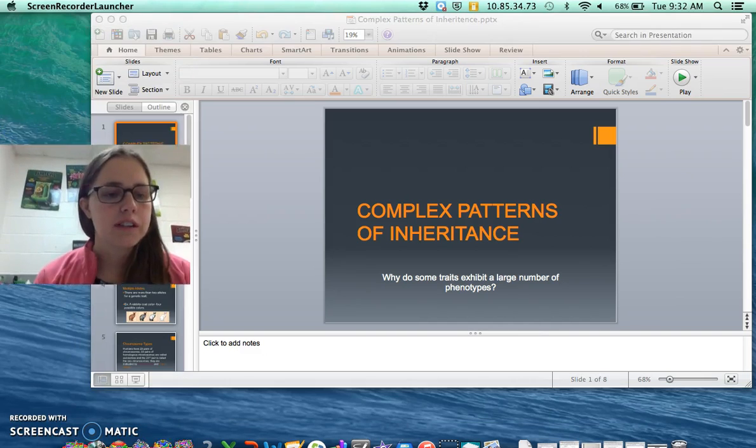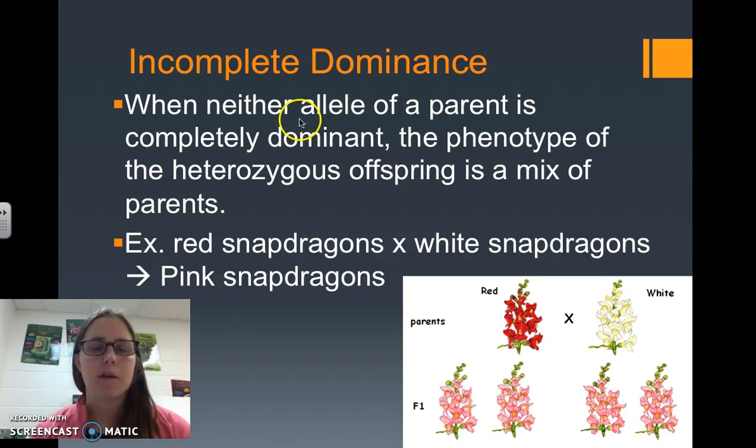So the first one we're going to talk about is called incomplete dominance. Incomplete dominance is when neither allele of a parent is completely dominant. That means the phenotype is heterozygous, the offspring is a mix of the parents. So if we have one parent that is red and one parent that is white, all of their offspring, if it is an incomplete dominant trait, is going to be pink. You see how they mixed colors? That is going to be pink.